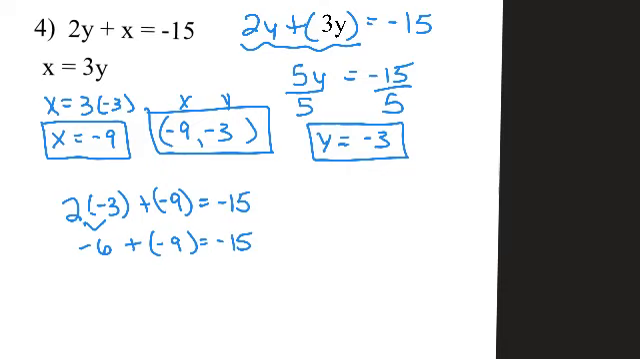So if I borrow $9 from my mom and I borrow $6 from a friend, I'm in total $15 in debt, which is also equal to negative 15. So yes, you got it correct.